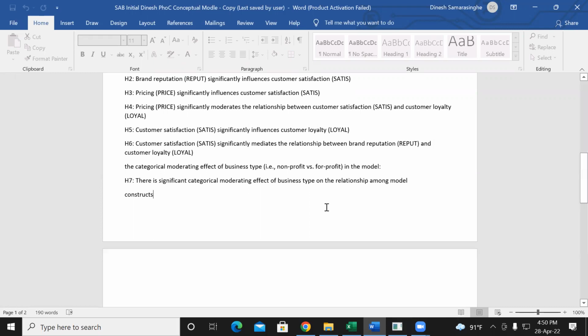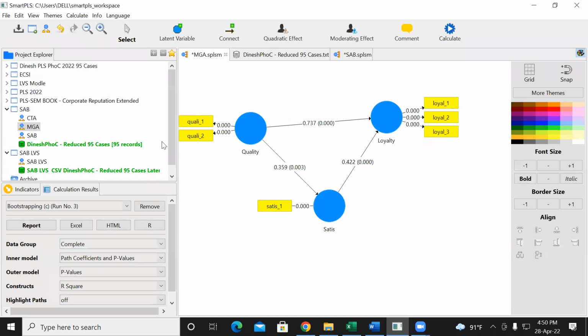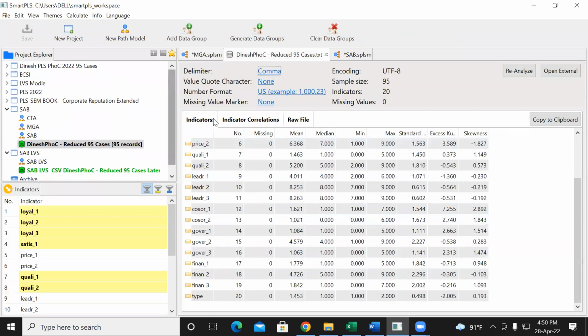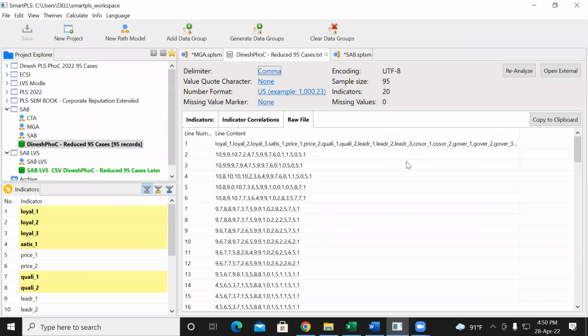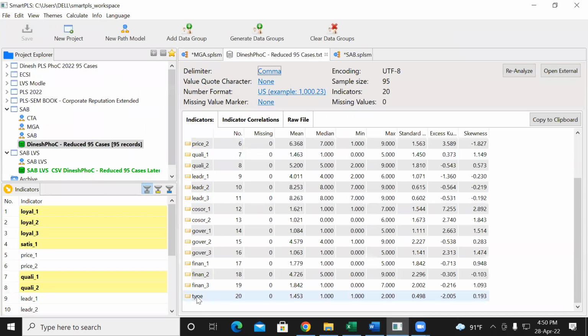Now here I am going to talk about whether company type affects the relationships' strength or something. You will understand when I do that. I will explain. In my data set, I have collected the type of the company as well. That's why I can show you here. The raw file you can also see. Last one, in my questionnaire, I have a nominal categorical variable asking the type of the company.